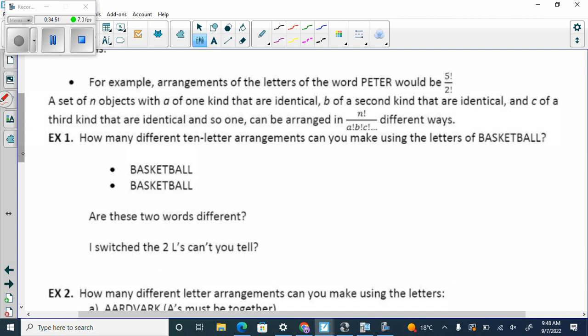Or Peter. We have all these different words. What is the thing here? They have letters that are the same now instead of all being different, correct? So let's look at the word basketball. How many different 10-letter arrangements are there in the letters of basketball?